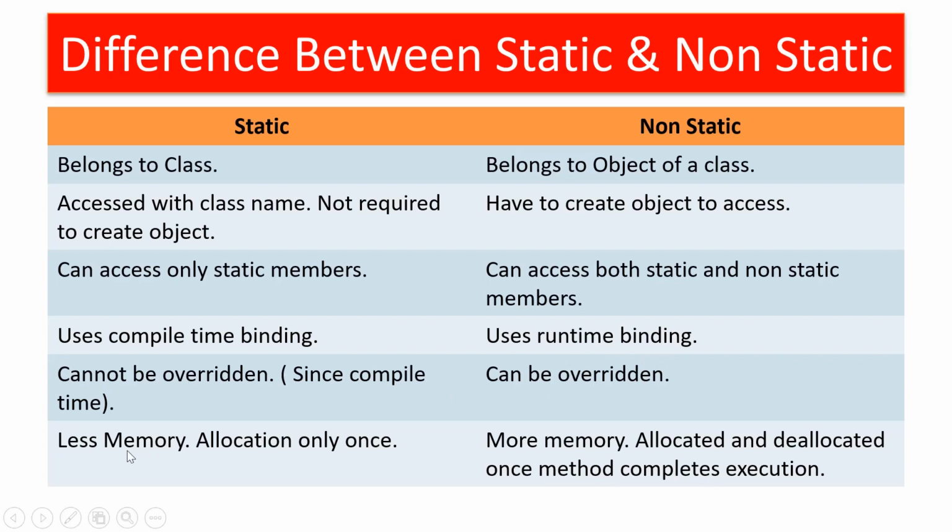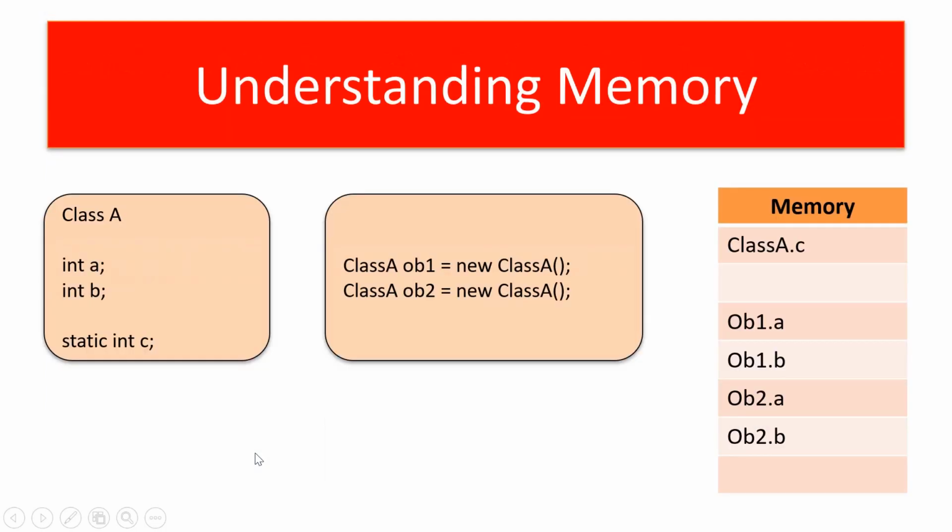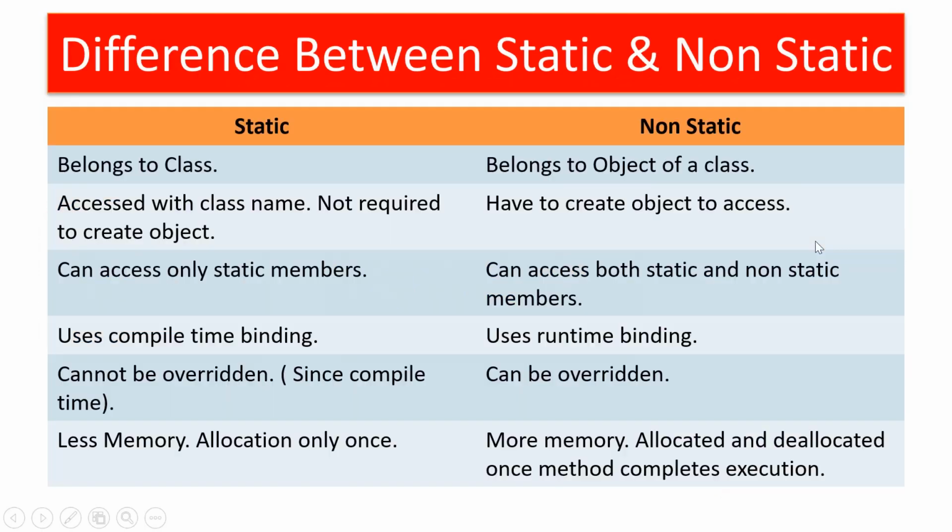The last point, it occupies less memory and allocation happens only once. We can go back to this example. A static int C has been allotted only a single memory for both the objects, but A and B together occupy 4 memories, because of two objects. If we have 50 objects, altogether A and B will occupy 100 memories. But even in that case, a static integer will occupy only one memory. So that is the last point, less memory and allocation only once during compile time.